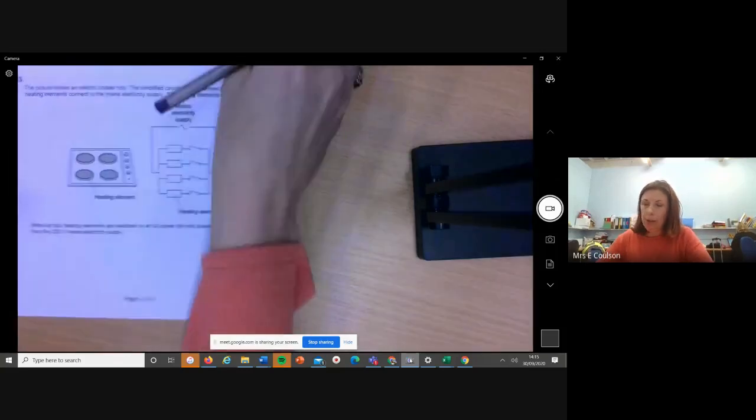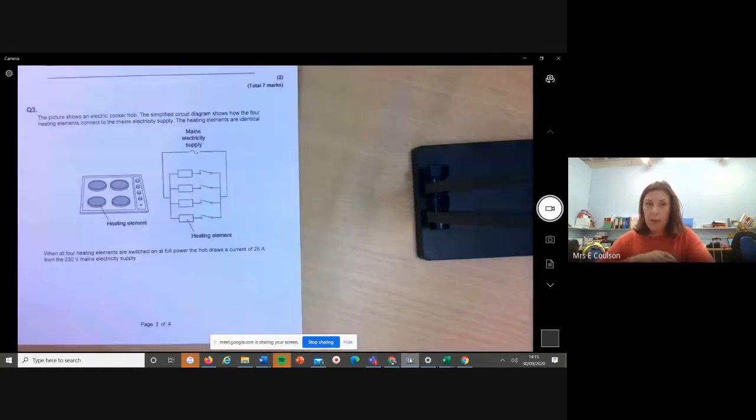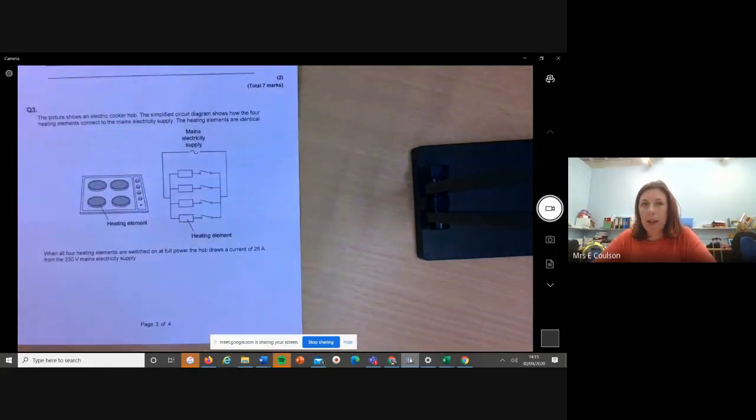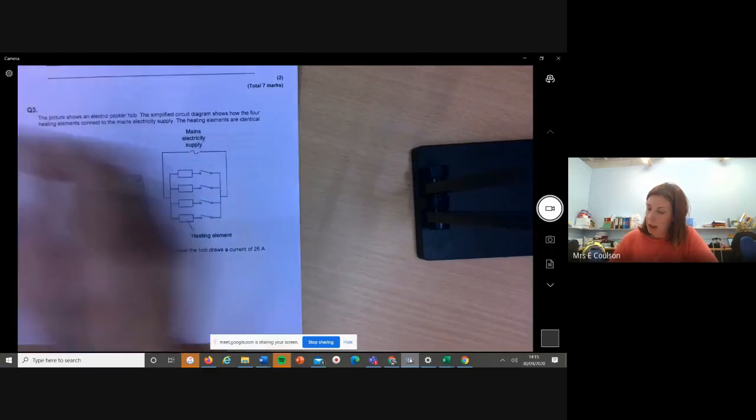This is the hardest part. This is the hardest question. Okay, so the picture shows a cooker hob, and there's a simplified circuit diagram showing how the 4 heating elements connect to the main supply. So here they all are.